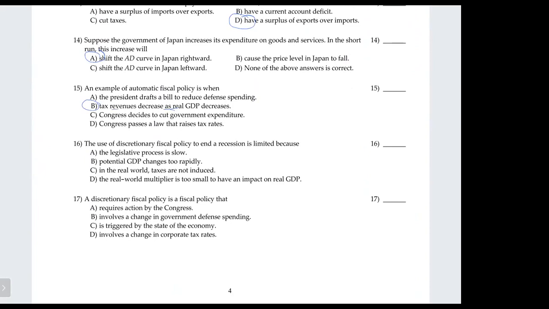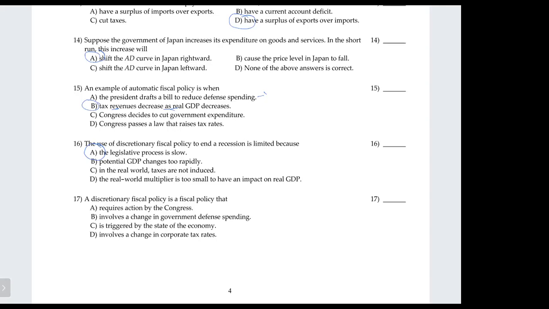Okay? Think about the income tax. We have a rule, and you cannot do anything discretionary. All right, and the rest of 3, those are discretionary. Okay, it happens under certain circumstances. Right. 16, the use of discretionary fiscal policy to end a recession is limited. Okay, it's because the answer is A. Okay, remember, we talked about 3 reasons why fiscal policy can be slow to respond.